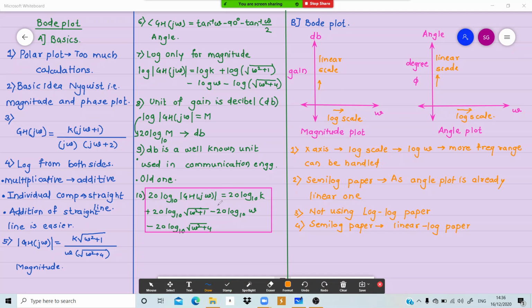Then the next thing is why we are going for the horizontal axis as log of omega, right? So I'll draw it and I'll explain. Fifth point, that is your horizontal axis. I've mentioned over here, more frequency range you can handle, means what I would like to tell you: the horizontal axis, and why you want log on the horizontal axis. Let me draw the thing.